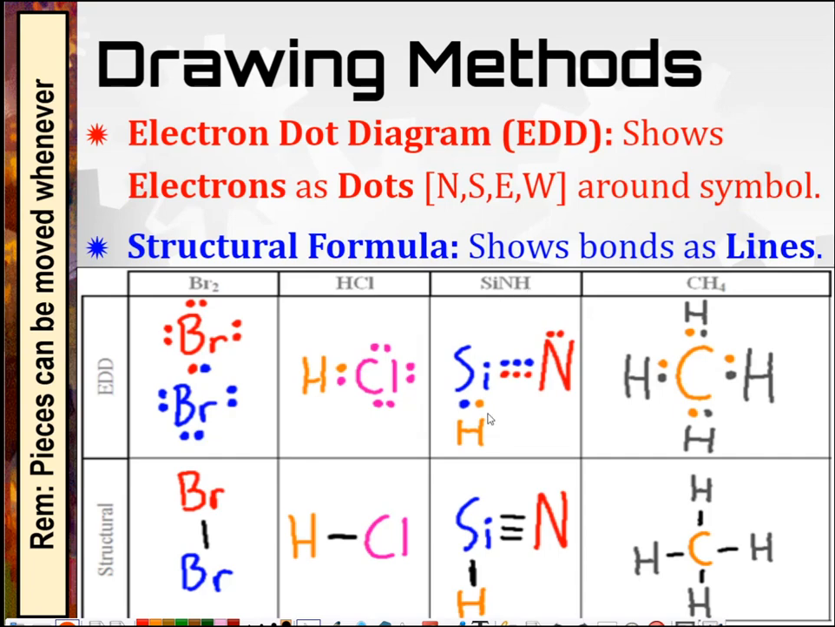Silicon, nitrogen, and hydrogen is a much harder one, as there needs to be 3 bonds between the silicon and the nitrogen, and 1 between the silicon and the hydrogen. It's the only configuration that works. So you get a triple bond and a single. And this is methane, CH4. 1 C surrounded by hydrogens, your H's. All right, so there's your electron dot, all dots. There's your structural, lines only.